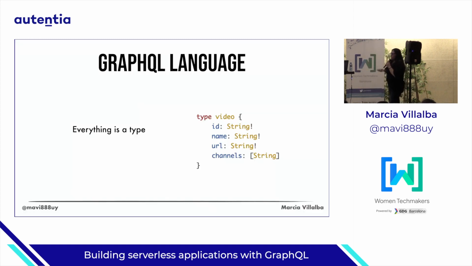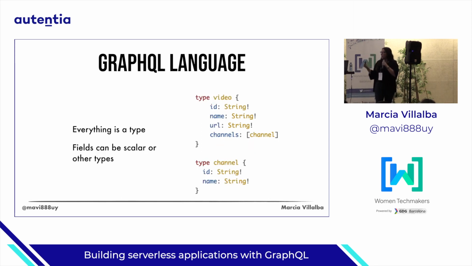Let's talk about the query language. So everything is a type, a strongly typed language. And types have scalar things, like the fields can be strings, integers, booleans, those basic things. And they can also be types. So you can have, for example in this case, video has channels, and channels is an array of channel. And channel has 2 fields. So you can define whatever you want with that. It's like basic JSON, for example, kind of idea.